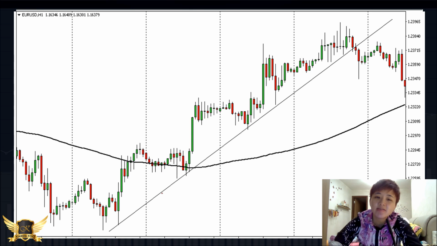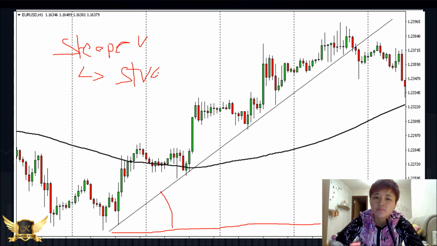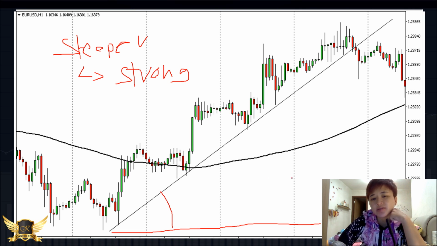What does the angle tell you? The angle of the trend line. I hope your secondary school teacher taught you well, or primary school teacher. The steeper the angle, the stronger the breakout.